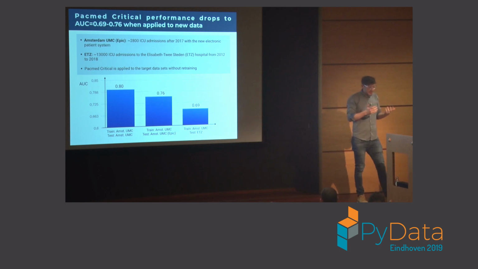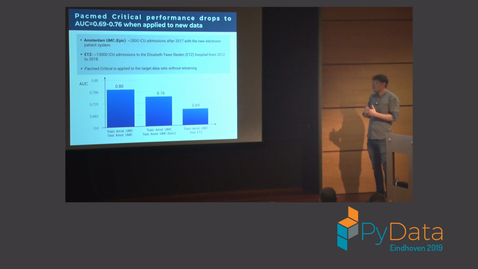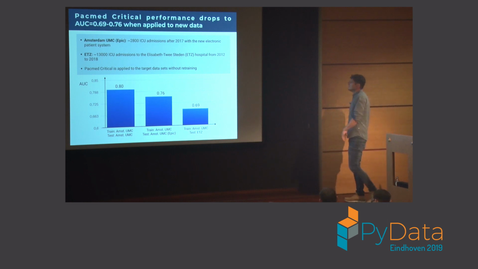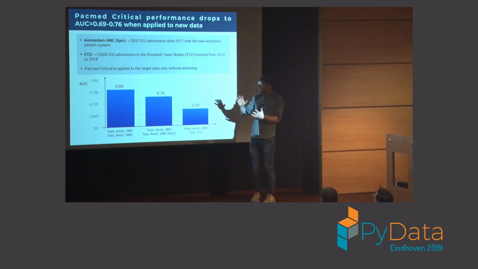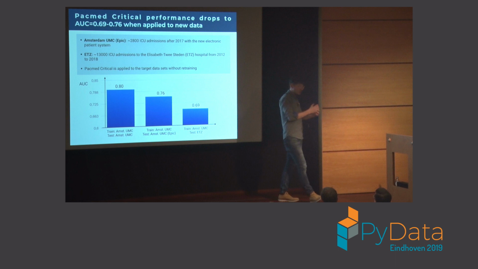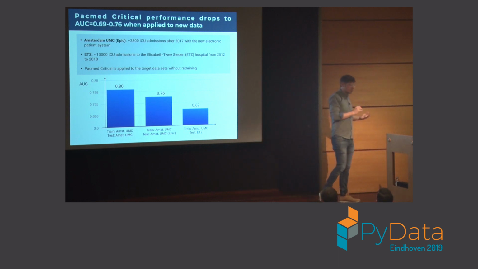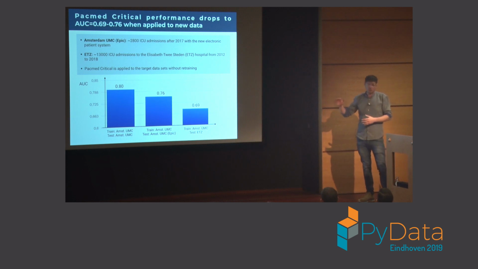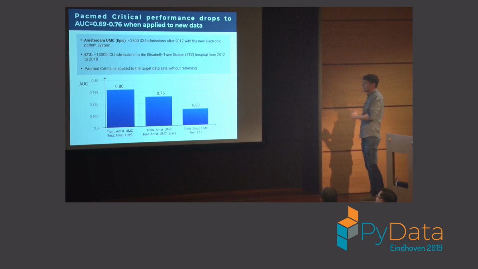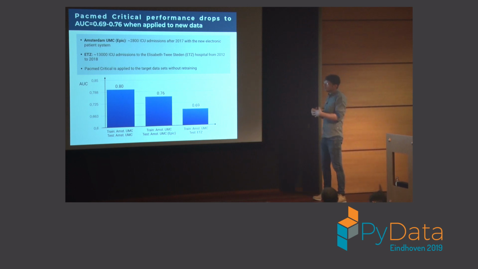And changing an electronic patient system in the hospital is quite a change. So you can really think of it as a completely different hospital. And then the second, well, if you do that, by the way, I should mention, if you only blindly apply PacMed Critical to the new dataset without doing any retraining or any retuning of any sort, then your performance goes down to 0.76. The second validation will be done with data from a completely different hospital.